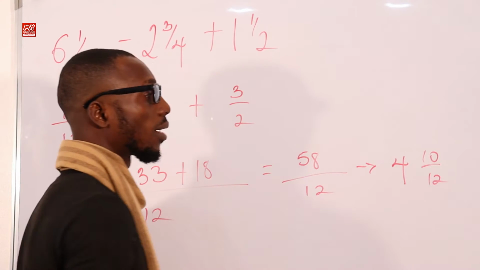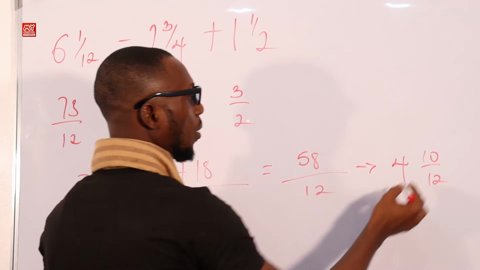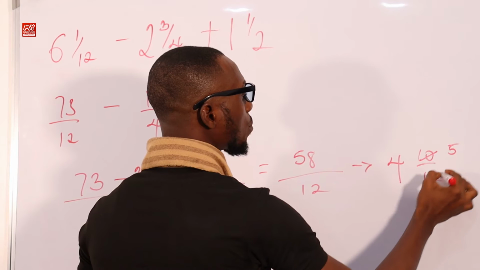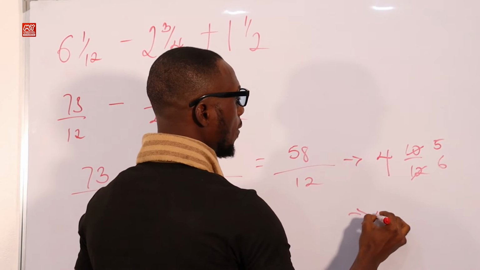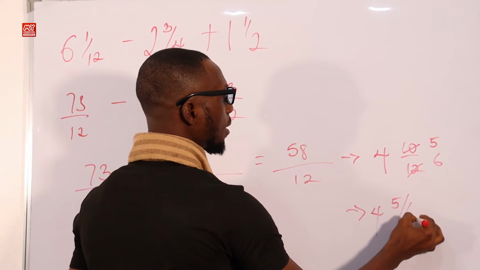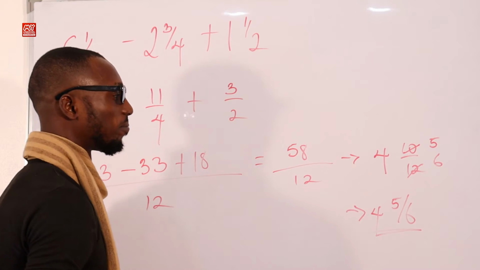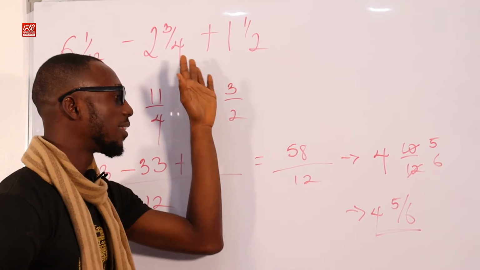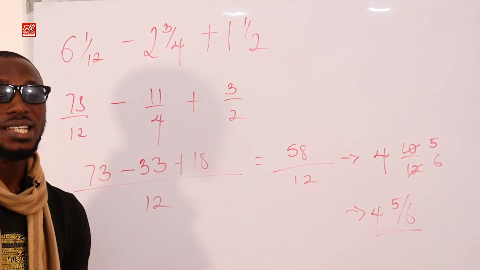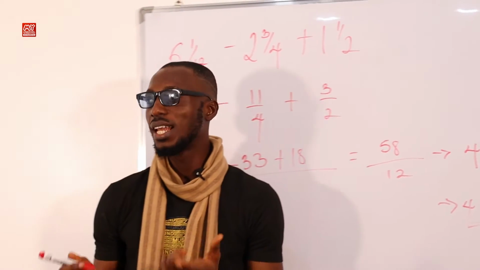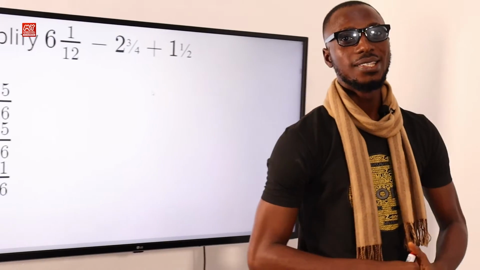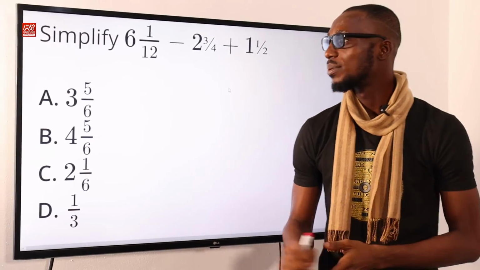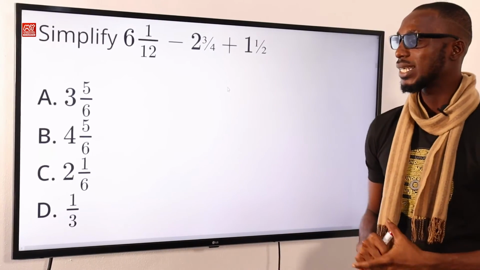We can still simplify 10 over 12. We have 2 here in the 5, and 2 here in the 6. So I can still have 4 whole number 5 over 6. That is our answer when we simplify this. So we have to go back to the screen to select the correct option. Look through the options provided and you will see option B, 4 whole number 5 over 6, as the correct option.